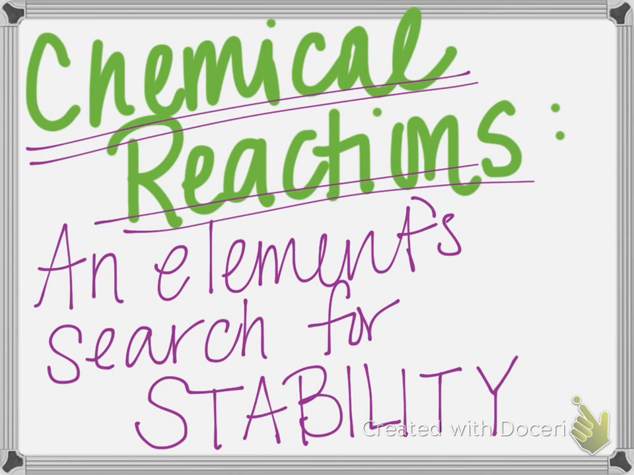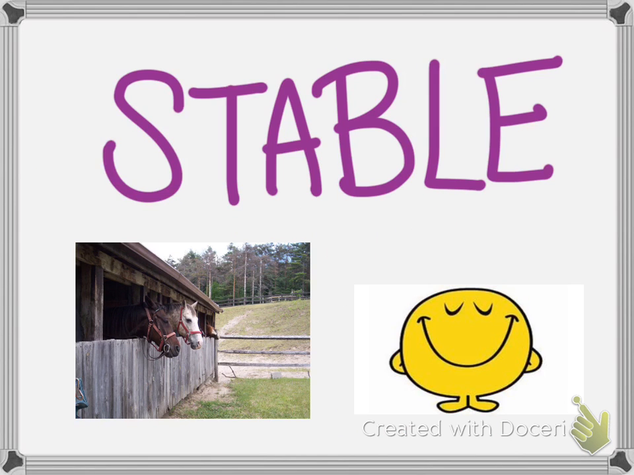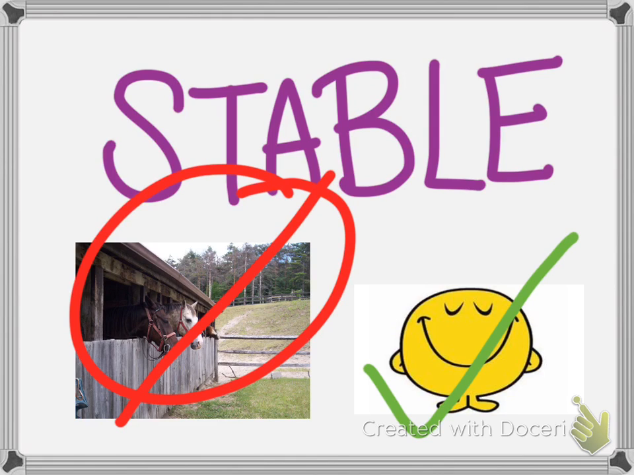A chemical reaction is really just an element's search for stability, and an element that's reactive is one that is very, very likely to experience a chemical reaction. In that search for stability, the element wants to become stable. And when I say stable, I don't mean like horses. I mean like happy, where the element is full and has everything that it needs.